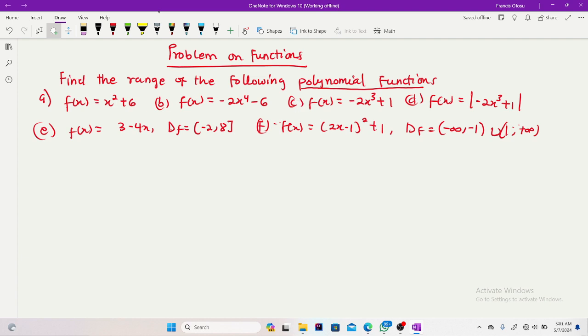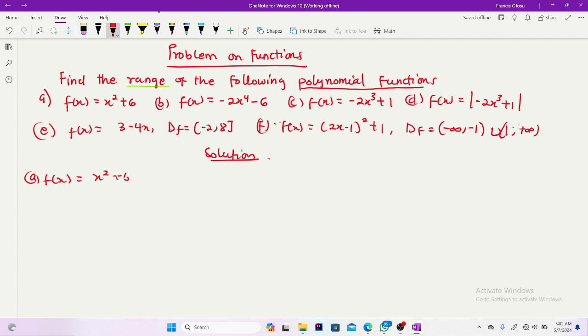But in this video, we're going to specifically take the range of the functions given. Please watch the video to the end. You take the functions one by one and analyze the range. So when I take the first one, f of x is equal to x squared plus 6.